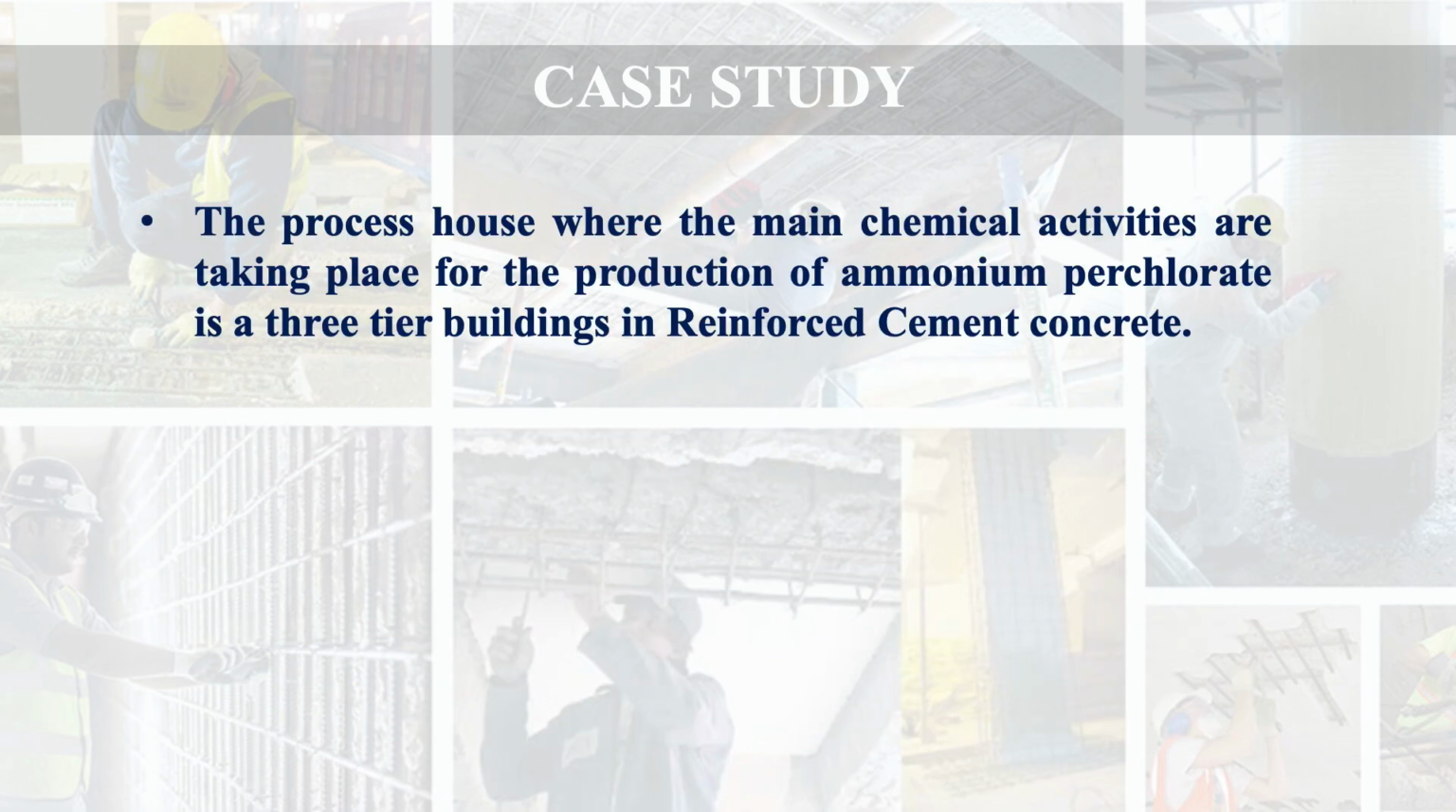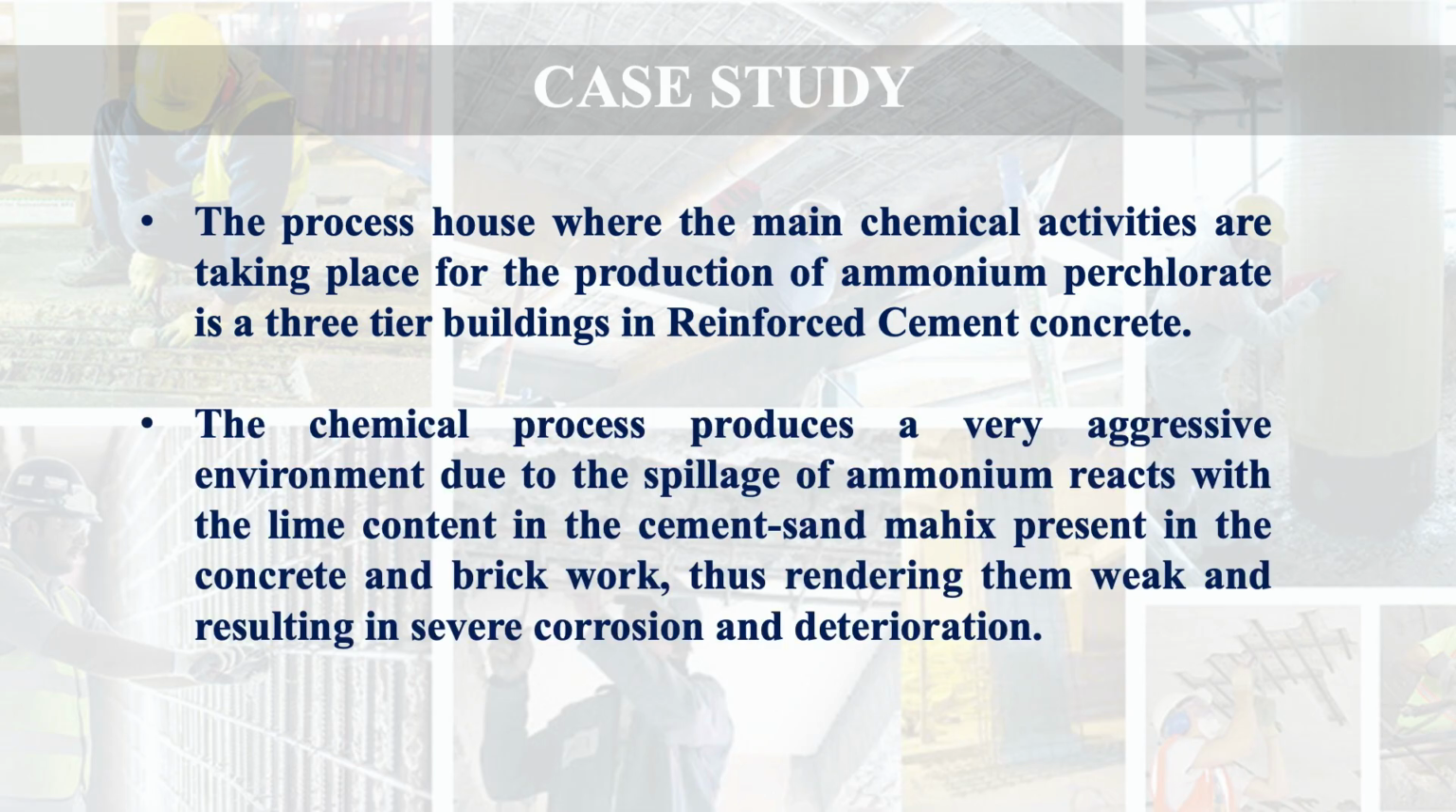The process house, where the main chemical activities take place for the production of ammonium perchlorate, is a 3-tier building in reinforced cement concrete. The chemical process produces a very aggressive environment due to the spillage of ammonium, which reacts with the lime content in the cement sand matrix present in the concrete and brickwork, thus rendering them weak and resulting in severe corrosion and deterioration.